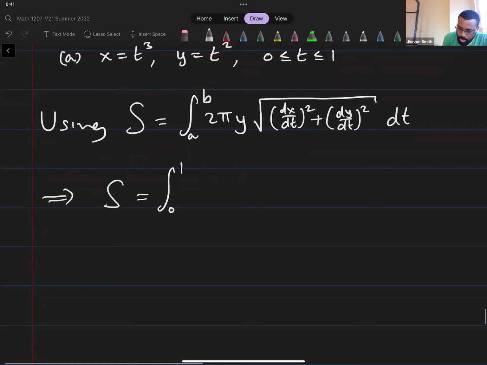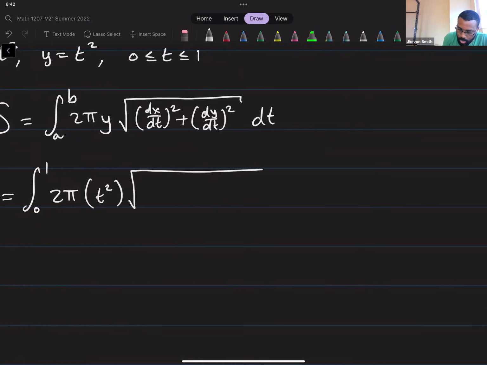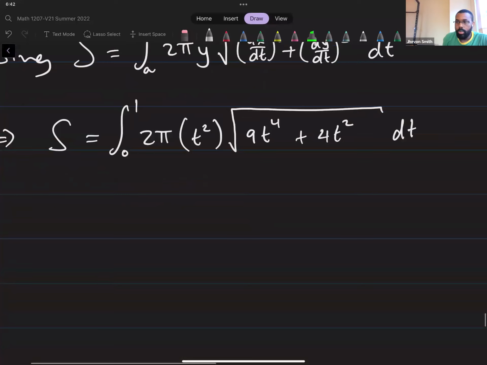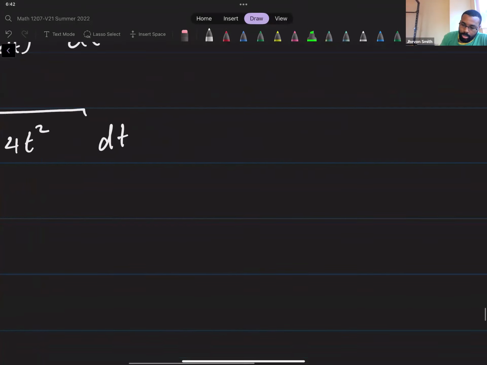So this means s is going to be equal to the integral from 0 to 1 of 2 pi times my y, which is t squared. The dx/dt is 3t squared. I'm going to square that, so I get 9t to the 4th. And my dy/dt is 2t, so if I square that, I get 4t squared. So now what I can do here is I can factor out a t squared from underneath. t is going from 0 to 1, so everything's going to be positive here. Components are positive.